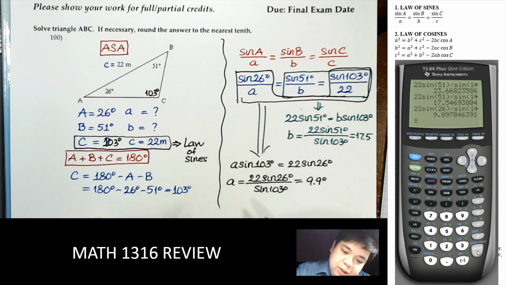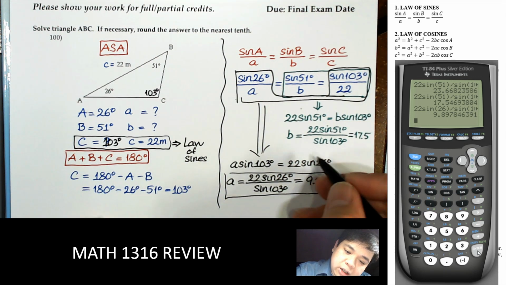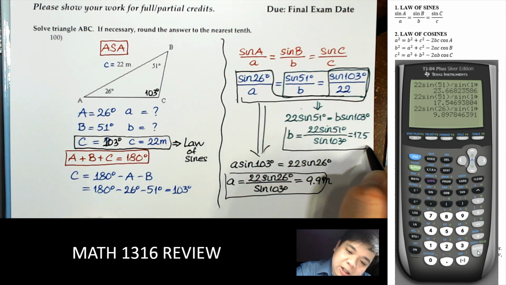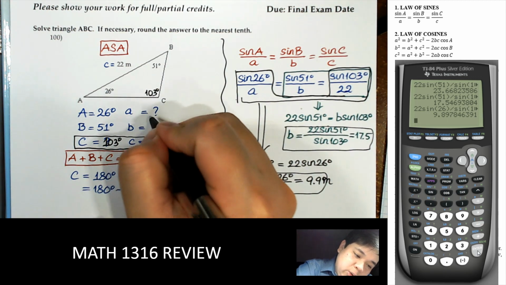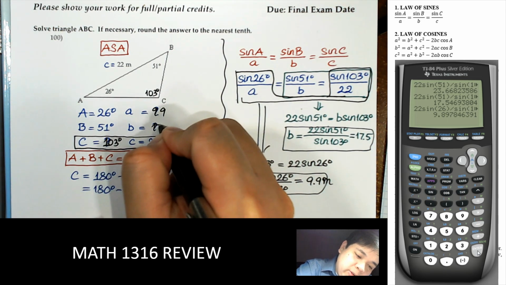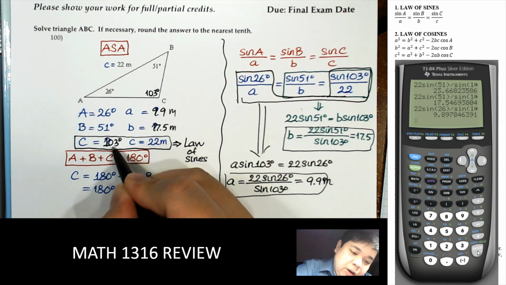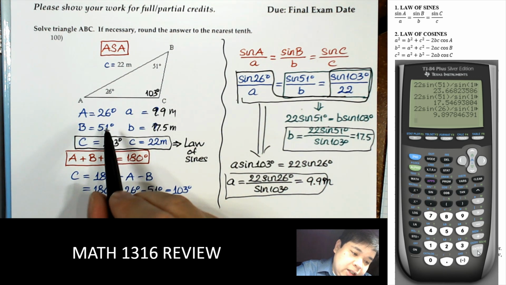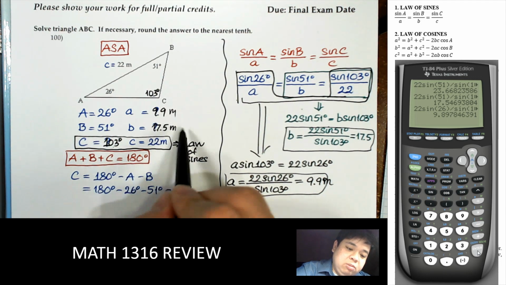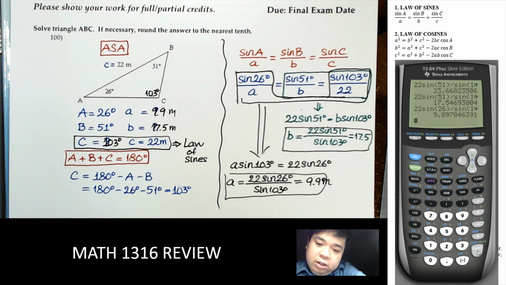So we have a is 9.9 meters, and b is 17.5. So 9.9 and 17.5. Biggest angle, longest side, smallest angle, the shortest side. So that works. So that is the first problem.